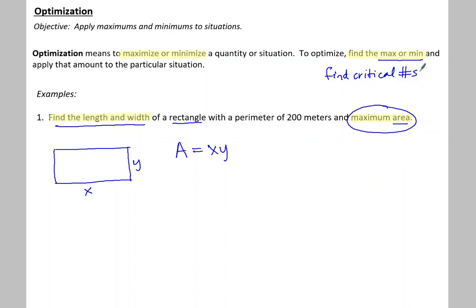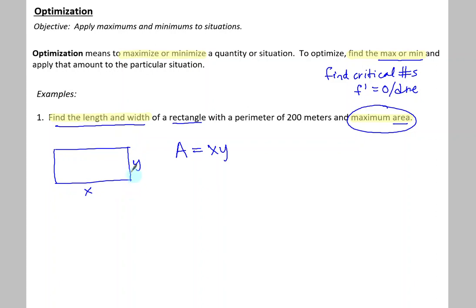Now remember that to maximize or minimize a quantity, we must find critical numbers, since maxes or mins occur at critical numbers, and this is where the function's derivative equals 0 or does not exist. Now, if I'm going to find the derivative of this area function, currently it's going to be more complicated because I'm using two variables. So it might be helpful to figure out how I can express one of the variables in terms of the other.